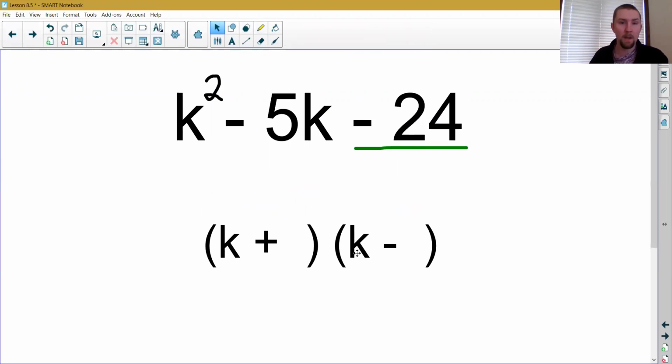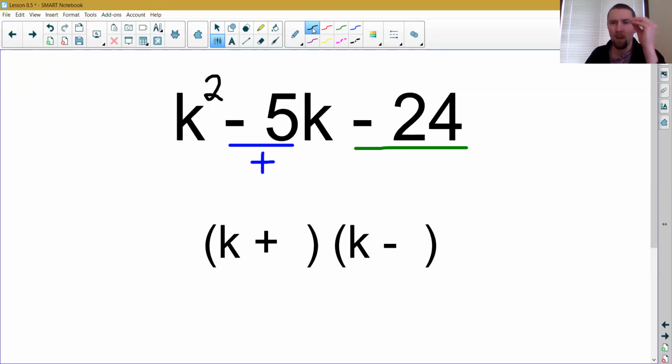K plus something, k minus something. I also know from this piece, right, that's what they need to add up to. Because they need to add up to be a negative, the bigger number needs to be the minus one, okay? The bigger number needs to be the negative in this case. So now I'm just going to think about, okay, what numbers can multiply to make 24?